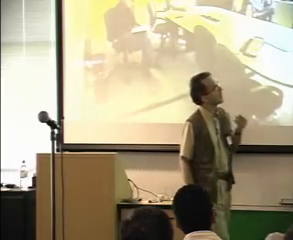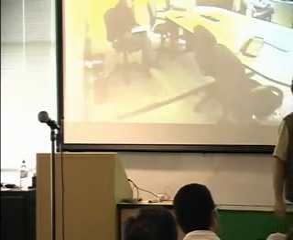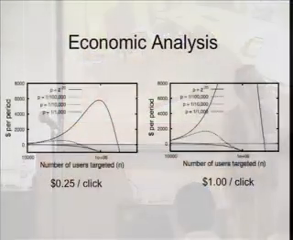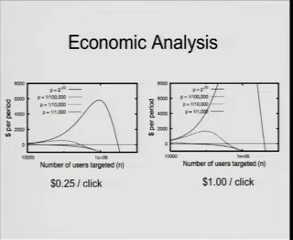Now, looking at the economic analysis of this, there are a couple of curves here. The topmost curve corresponds to a detection probability of 1 in a million. The next one is 1 in 10,000, and then you got 1 in 1,000. And these two graphs here are for 25 cents per click and $1 per click.